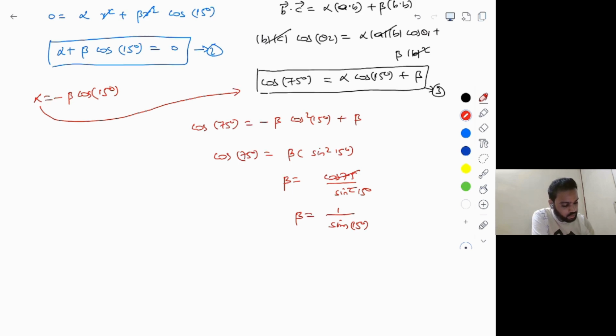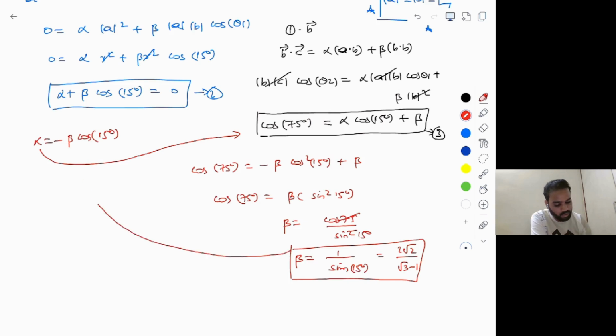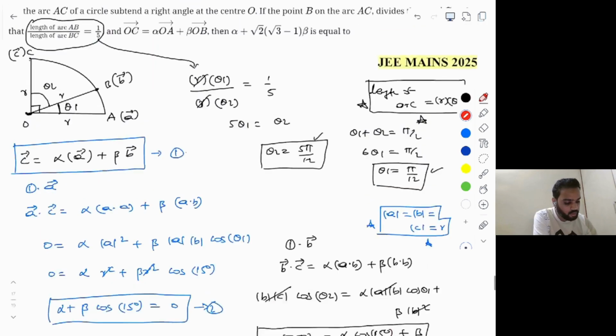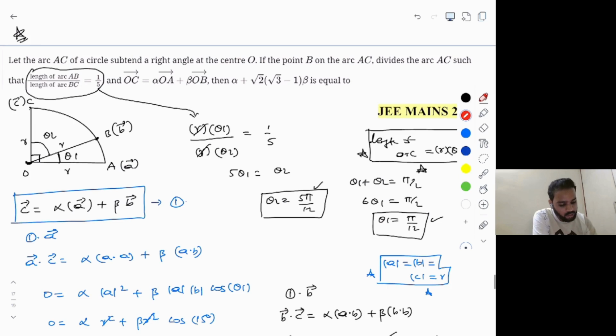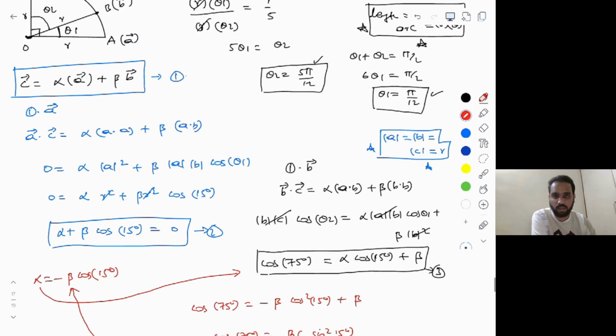Now, once we know the sin 15 degrees value, which is clearly root 3 minus 1 by 2 root 2, we get the beta value, that is 2 root 2 divided by root 3 minus 1. Now, if you want alpha, take this value of beta, substitute in this equation here, and if you similarly calculate, you will get the value of alpha also. But let's look at what is required here. We are supposed to find the value of alpha plus root 2 times root 3 minus 1 into beta. But once we know the values of alpha and beta, you can do the remaining calculation.